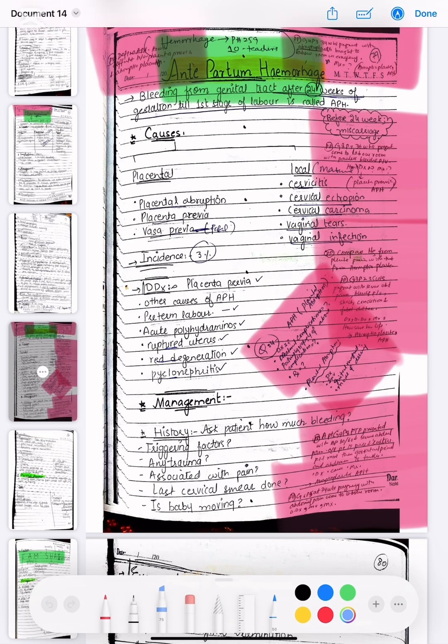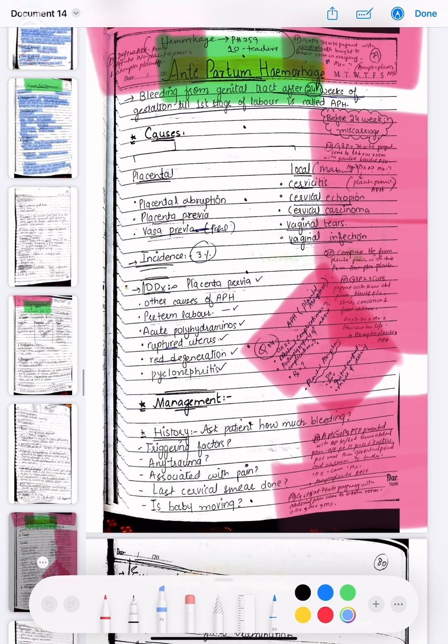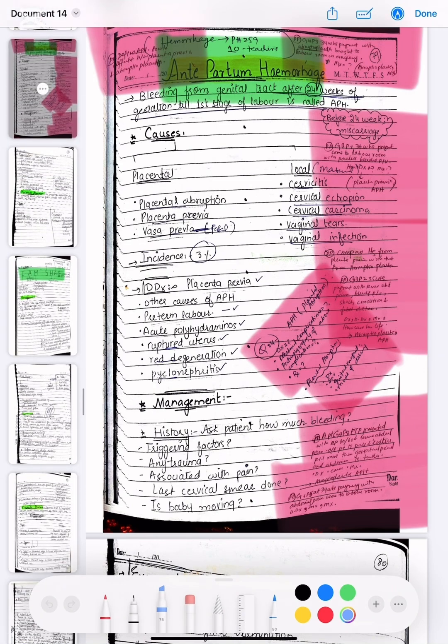So we have started the preparation for obstetric subject, and in the last previous video we have discussed the amniotic fluid abnormalities, that is polyhydramnios and oligohydramnios. In this section we are going to discuss the antepartum hemorrhage and postpartum hemorrhage.